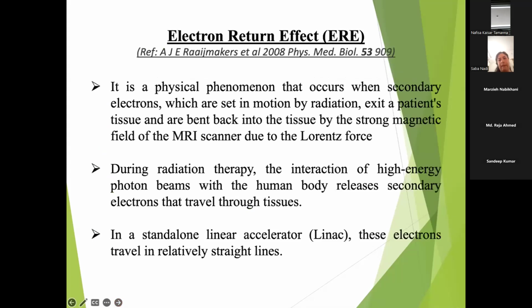So there is a short description about this electron return effect. It's a physical phenomenon that occurs when secondary electrons, which are set in motion by radiation, exit patient tissue and are bent back into the tissue by the strong magnetic field of the MRI scanner due to the Lorentz force. During radiation therapy, the interaction of high energy photon beams with the human body releases secondary electrons, which we all know. But in a standalone linear accelerator, these electrons travel in a nearly straight line.